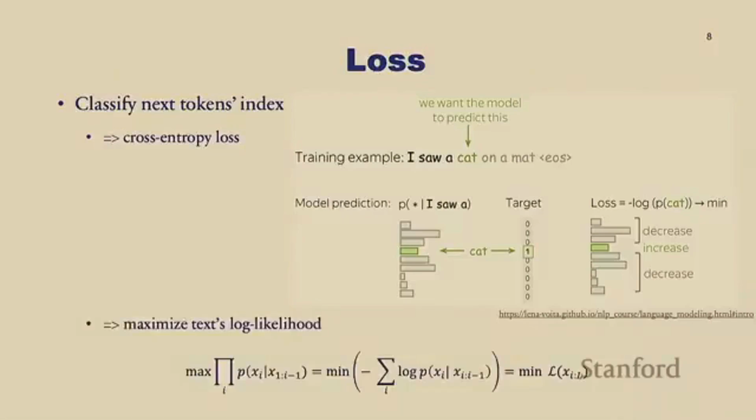One thing to notice is that, as you all know, this is just equivalent to maximizing the text log likelihood, because you can rewrite the max over the probability of this autoregressive language modeling task as the minimum over, I just added the log here and a minus, the loss, which is the cross-entropy loss. So basically minimizing the loss is the same thing as maximizing the likelihood of your text. Any questions? Okay.